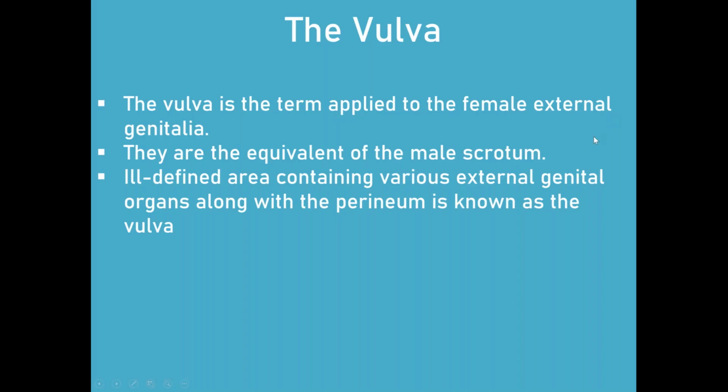First, we'll start with the vulva. What is the definition of the vulva? The vulva involves the female external genitalia and the perineum. The vulva is the equivalent of the male scrotum, an area containing various external genital organs along with the perineum. The external genitalia plus the perineum is known as the vulva.